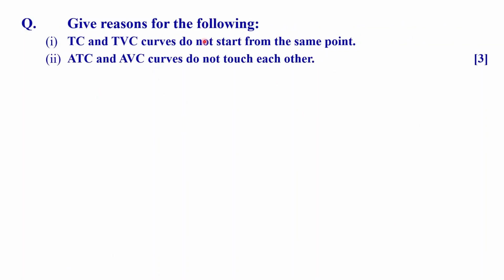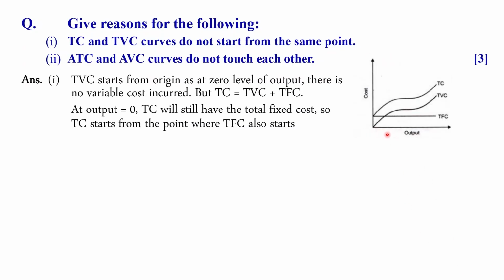This is a 3-mark give reasons question. So remember, each part needs a clear reason and a conclusion. Let's start with part 1. Why do TC and TVC curves not start from the same point? At 0 level of output, there is no variable cost incurred, so TVC starts from the origin. But total cost equals TVC plus TFC. So even when output is 0, fixed cost still exists. So TC starts above the origin from the level of total fixed cost.